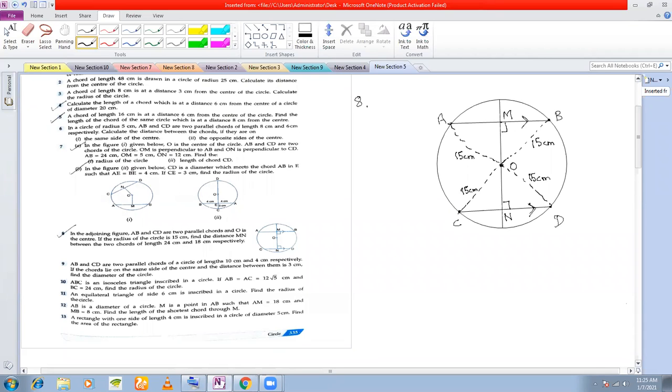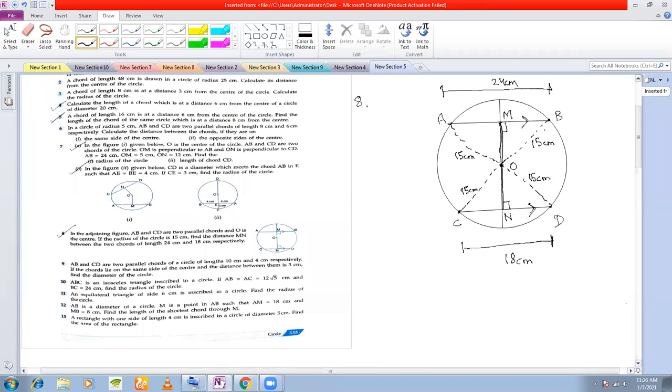MN means this length you have to find. This length MN. Find the length MN between the two chords of length 24 centimeter and 18 centimeter. Now additionally they have given the length of these two chords. One chord they have given 18 centimeter and the length of this chord they have given 24 centimeter.